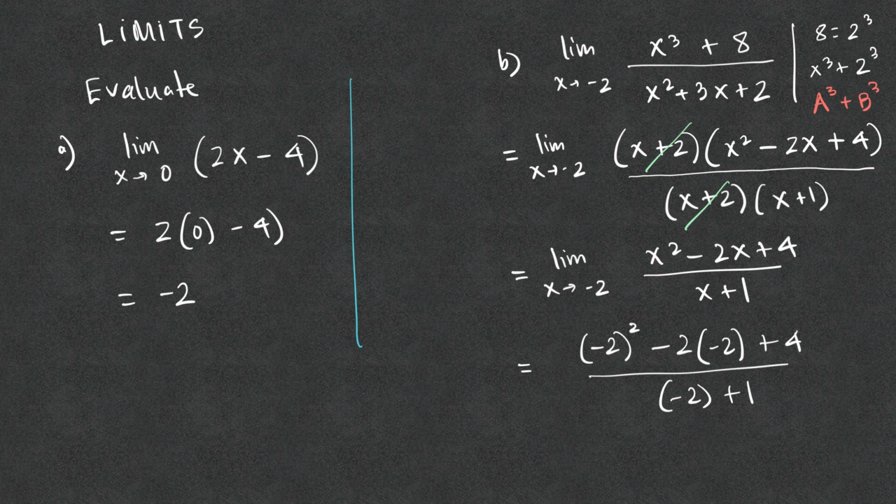Substitute x with negative 2. X is a placeholder. Negative 2 squared is positive 4. Negative 2 times negative 2 is 4, so 4 plus 4 plus 4 is 12 in the numerator. In the denominator, negative 2 plus 1 is negative 1. 12 over negative 1 is negative 12. And so the limit is negative 12. Notice that we dropped the limit notation at this point because x is no longer in the expression.